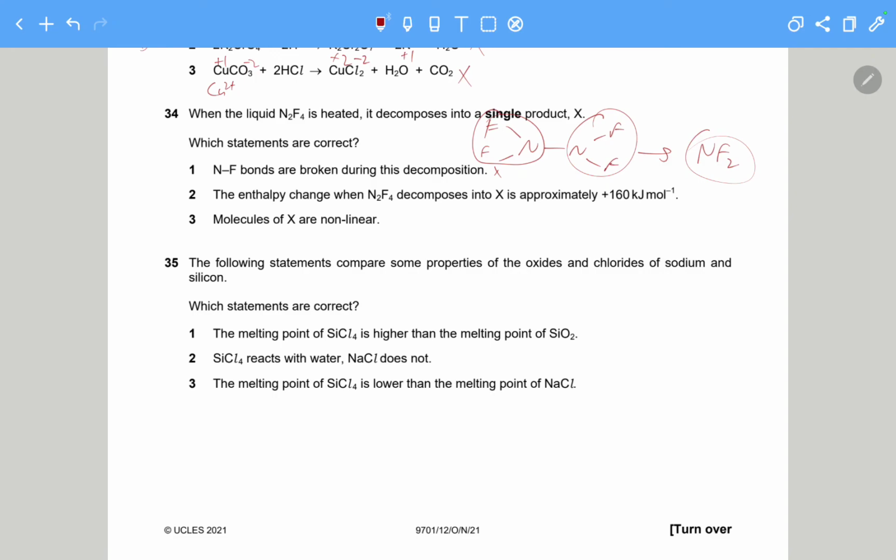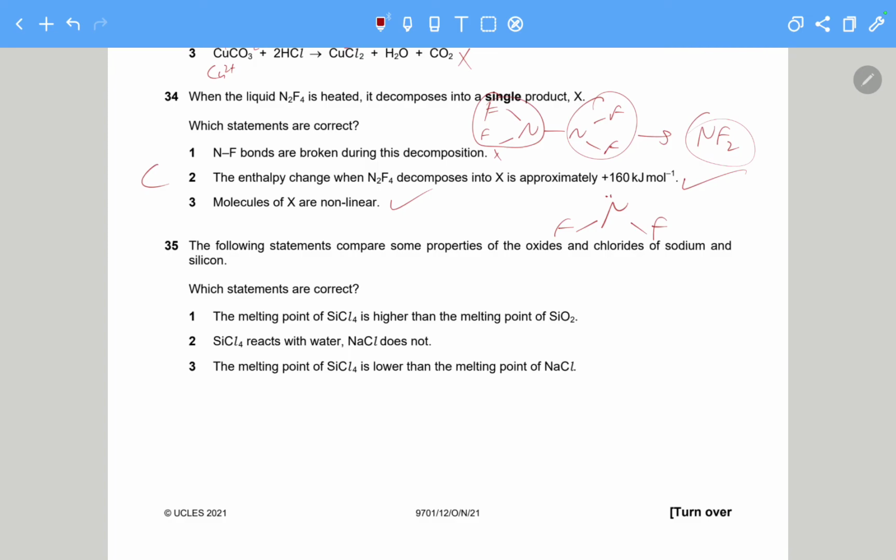The enthalpy change when N2F4 decomposes into X is approximately plus 160 kilojoules per mole. Now, if you use your data book where they've given you the bond energies, you'll know this is correct. Molecules of X are non-linear, and that is correct as well, because the single product NF2 will be something like this because the nitrogen will have lone pairs. So they have to be non-linear. So the answer is C for this question.